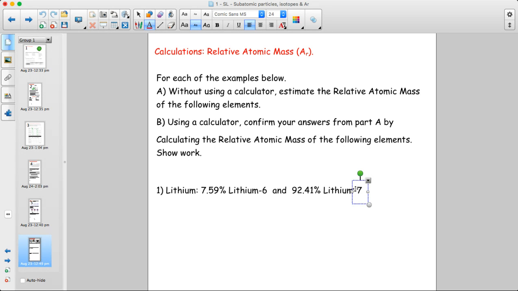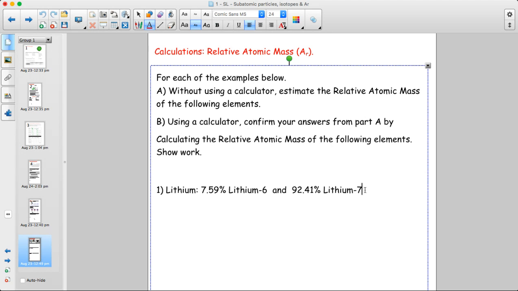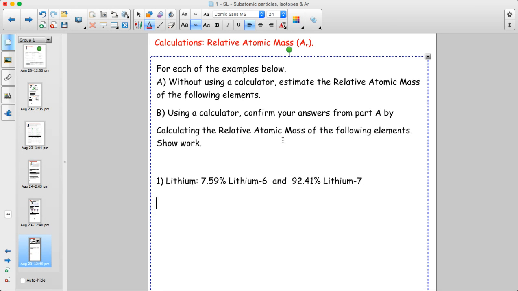Okay, so I'm going to skip the non-calculator method. I'll talk about that in class. I'll do one problem and then we'll wrap up this video. So lithium. Lithium has 2 main isotopes, lithium-6 and lithium-7. Lithium is atomic number 3. So lithium-6 is 3 protons, 3 neutrons. Lithium-7 is 3 protons, 4 neutrons.